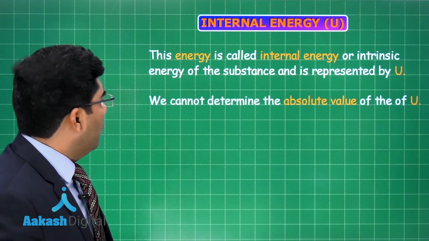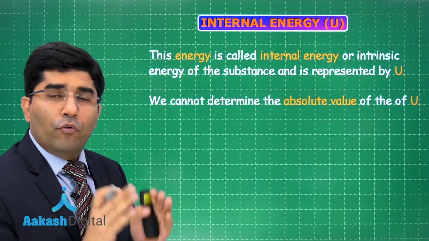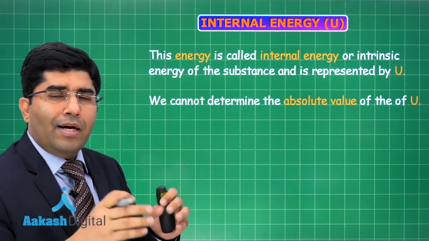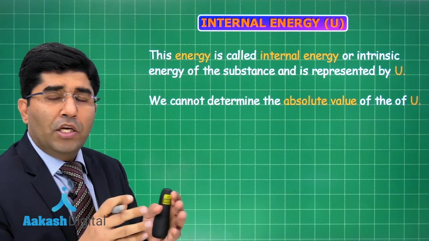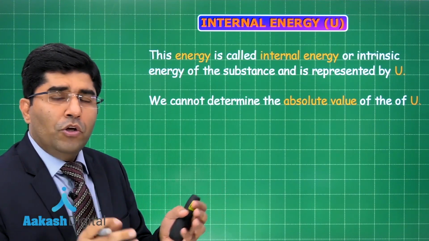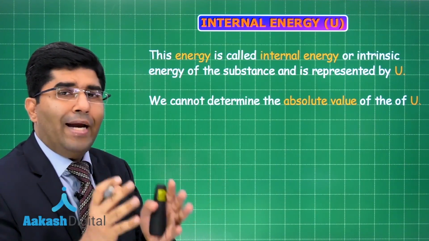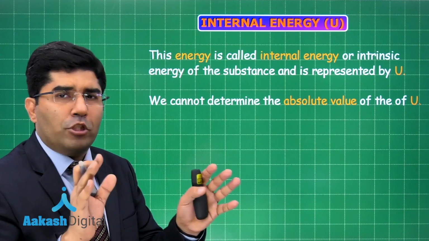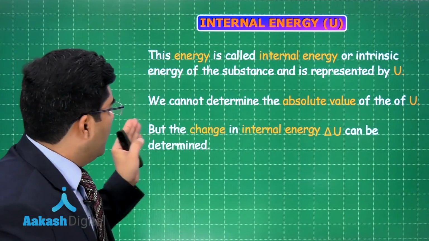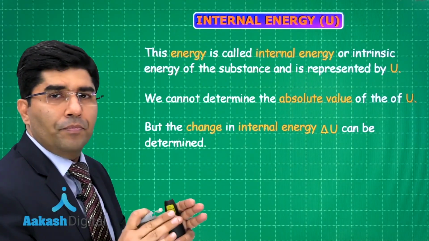One more thing I want to tell you, we cannot determine the absolute value of the internal energy. Why? Because it is the sum of all the energies. And let us suppose we have 1 mole of a gas. So there will be 6.023 into 10 to the 23 particles. So we have to find out the energy of each molecule and then we have to add. So that is practically impossible, right? And the change in the internal energy can be determined with the help of the first law of thermodynamics, right?